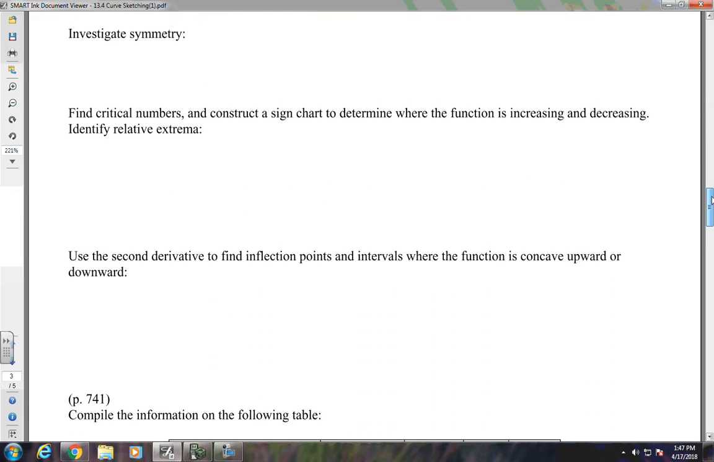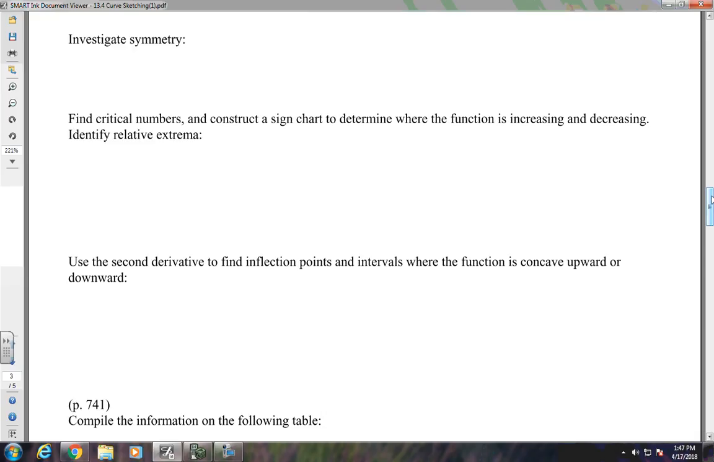The next thing we want to do is investigate symmetry. Every single time we investigate symmetry, we begin by finding f of negative x. So I'm thinking about my original function, which was x plus 1 over x, and I'm going to replace the original x's with negative x's. And then I'm going to simplify. We could clean that up a little bit and call it negative x minus 1 over x. Notice this is the exact opposite of the original function.